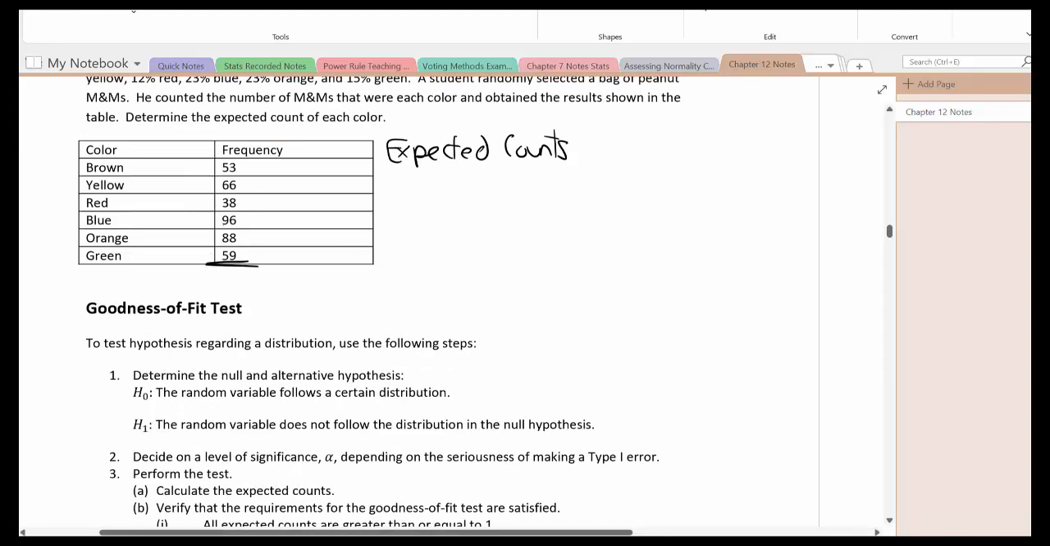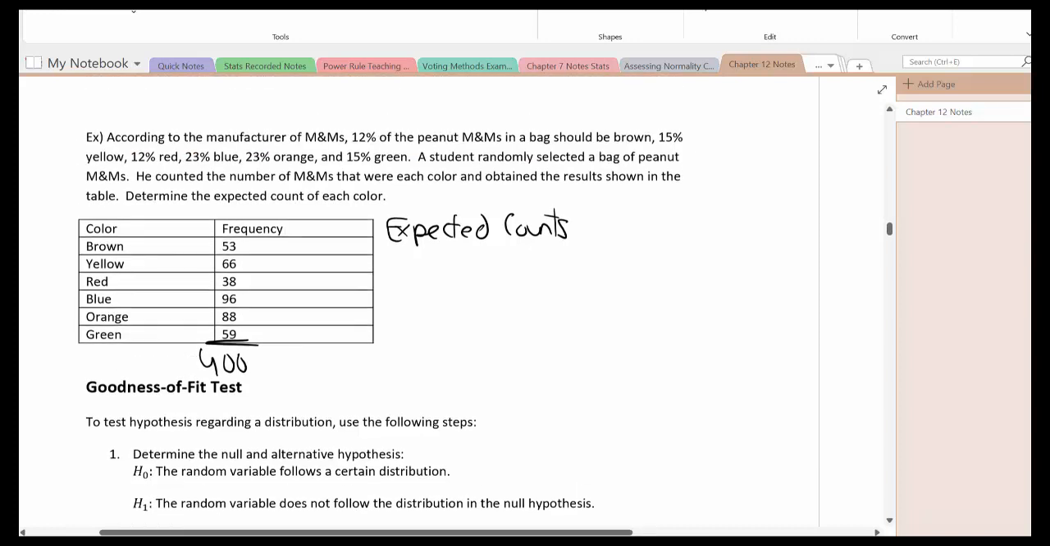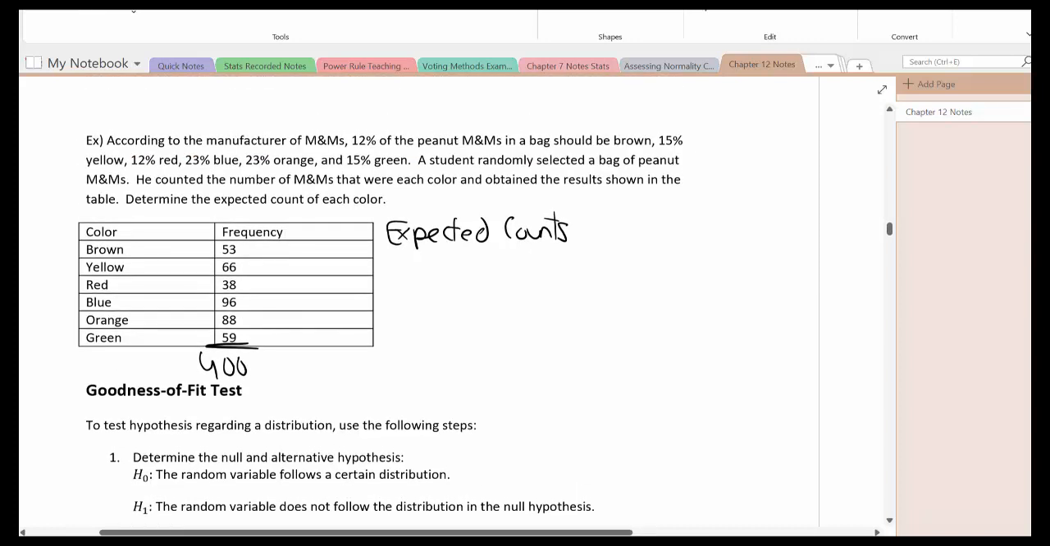So if I add these 6 numbers together, I get 400. So let's start with the brown. The brown, that should be 12%. So it's 12% of 400, and that gets me to 48. Next, the yellow, that's 15%. So that's 15% of 400. That is equal to 60.